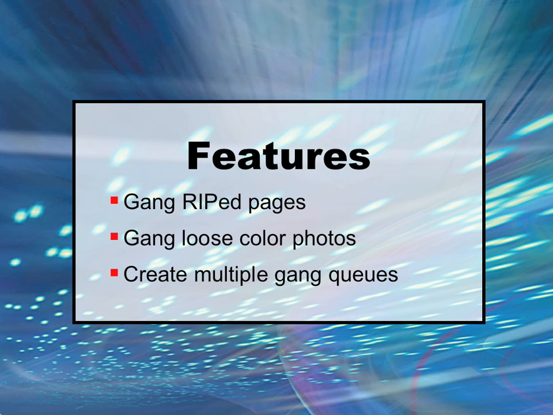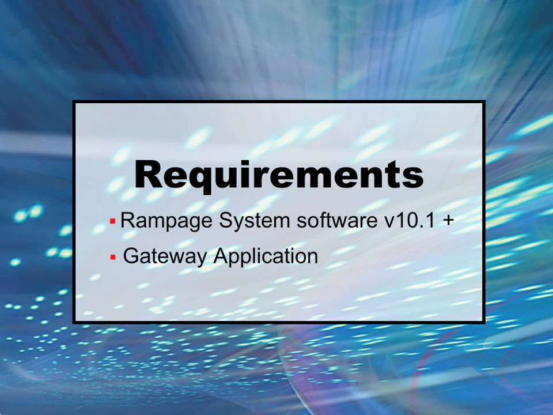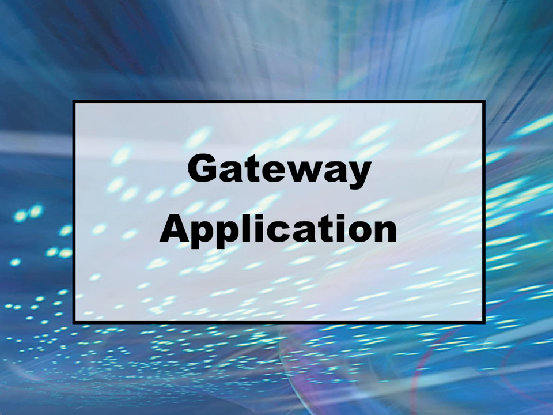Create separate gang queues that have different parameters for ganging to different output devices. In order to do ganging, you would need to have Rampage System Software version 10.1 or later and a gateway application set up and running on a Rampage PC. For the ganging to take place, make sure you have a Rampage gateway application online. It is the Rampage application which creates the gangs.